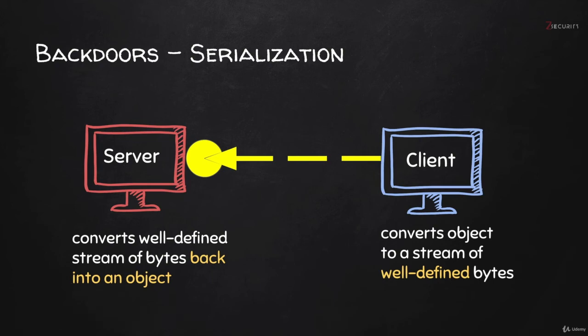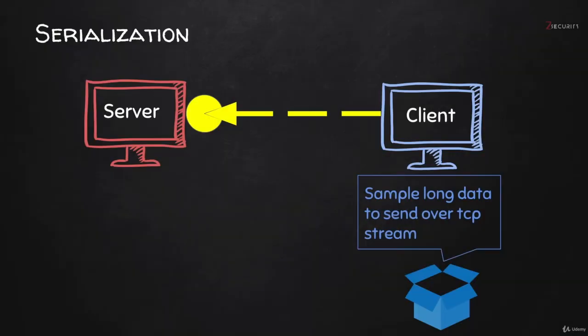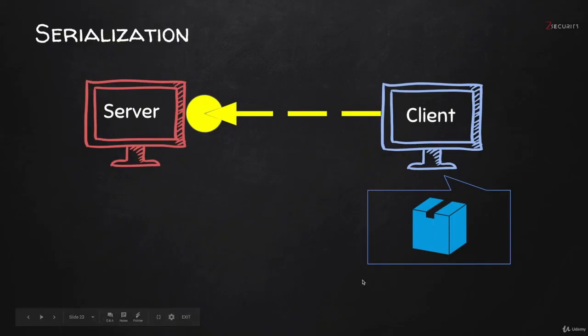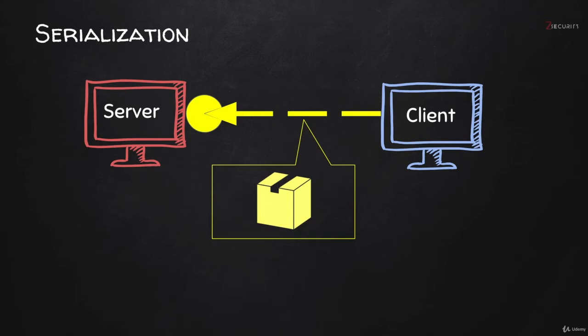So basically, the way that this will work is going back to the same example that we were talking about. Let's say that the client wants to send a message that says sample long data to send over TCP stream. It's going to put all of this message, so this could be a normal string, this could be a list, this could be a dictionary, regardless of what it is, inside a box. So you can think of this as a package or a box. Then it's going to close this box and put this box in my TCP stream.